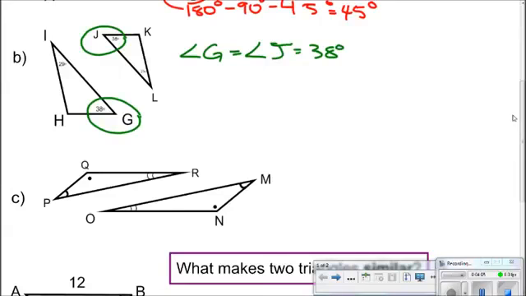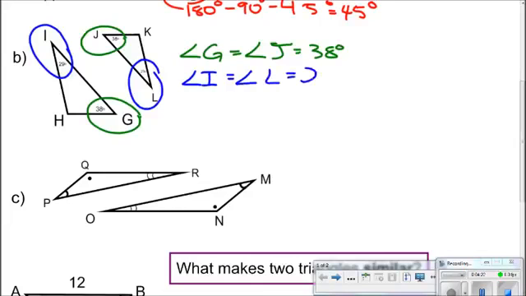They're both 38 degrees. Then we investigate the other angles, and I and L are similar. They are both 29 degrees. Because I and L are the same, and G and J are the same, H and K will be the same because there's no other way to make 180 degrees other than using those same three numbers. Once you have the two values, the third one pretty much has to be the same.